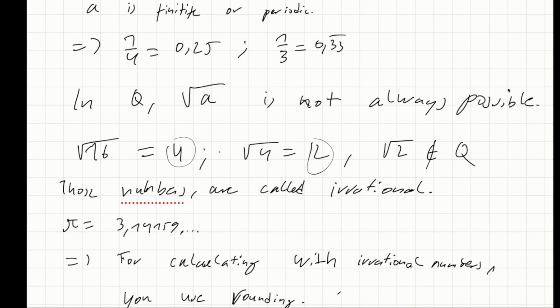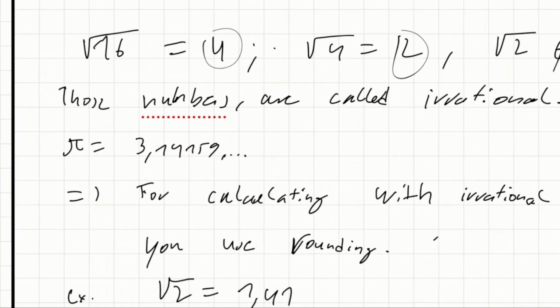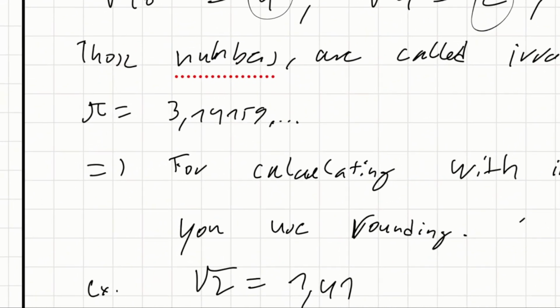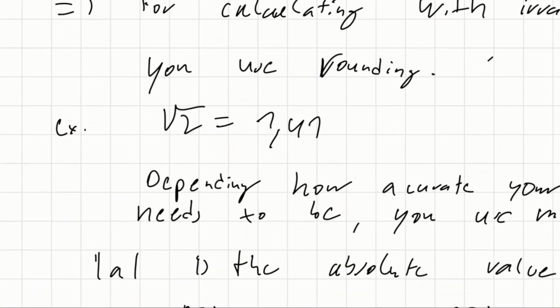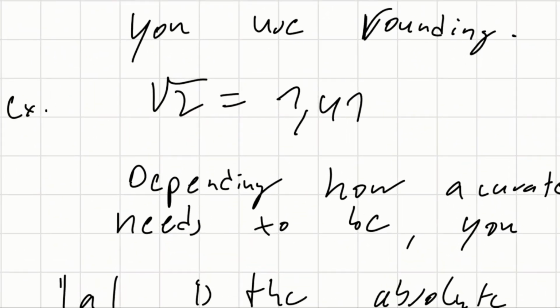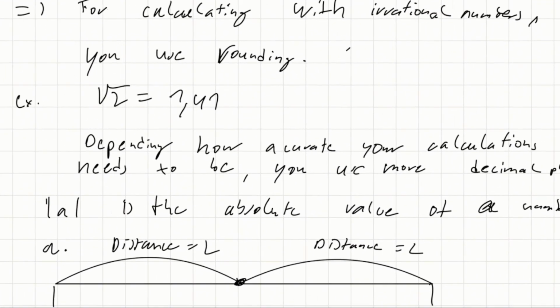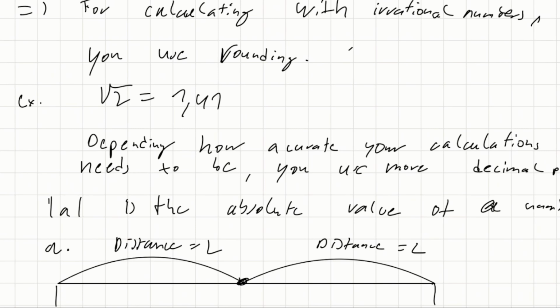Those numbers are called irrational. So for example, pi is equal to 3.14159 and so on. For calculating with irrational numbers, you are rounding. So for example, for root 2, you take 1.41. Depending on how accurate your calculations need to be, you use more decimal places.